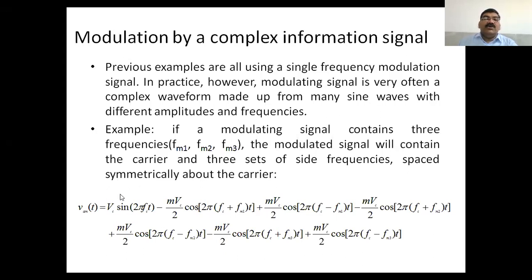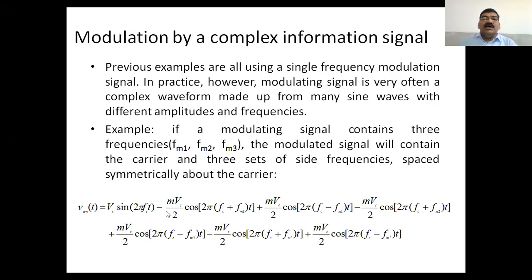Now, what will be the equation? Here you have to understand the equation, and then accordingly we will go. In the equation you will have the carrier frequency, which will be as it is: VC sine 2 pi FC T. This is the standard formula that we derived, and we are taking that only.